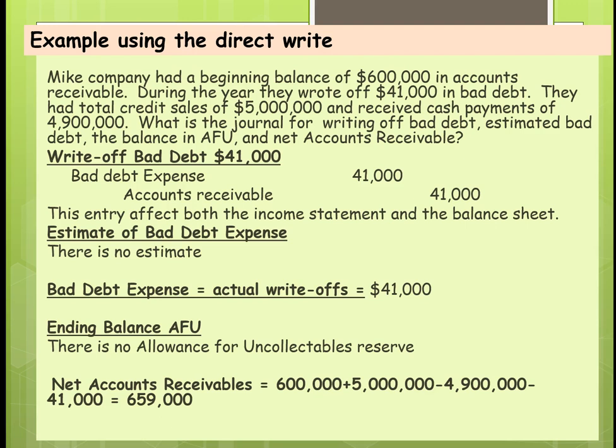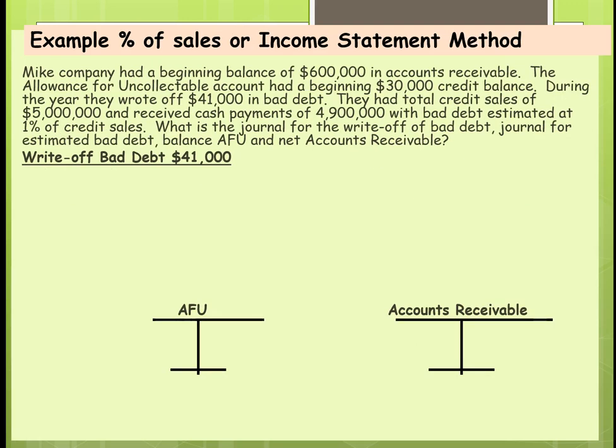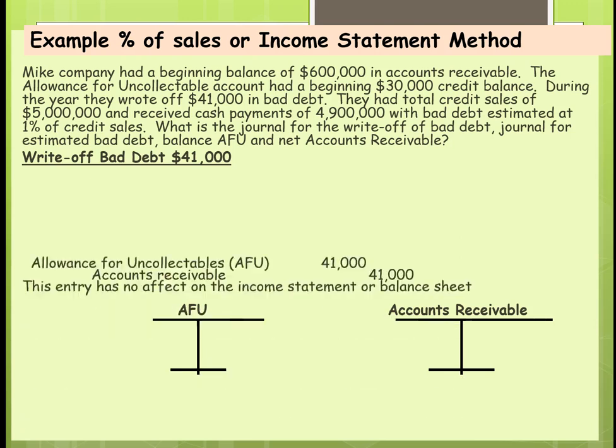Accounts receivable is going to be $600,000 plus the $5 million in credit sales minus the payments minus the write-off, which gives you $659,000. Now let's take a look at percentage of sales. Same problem. What is the write-off of bad debt?